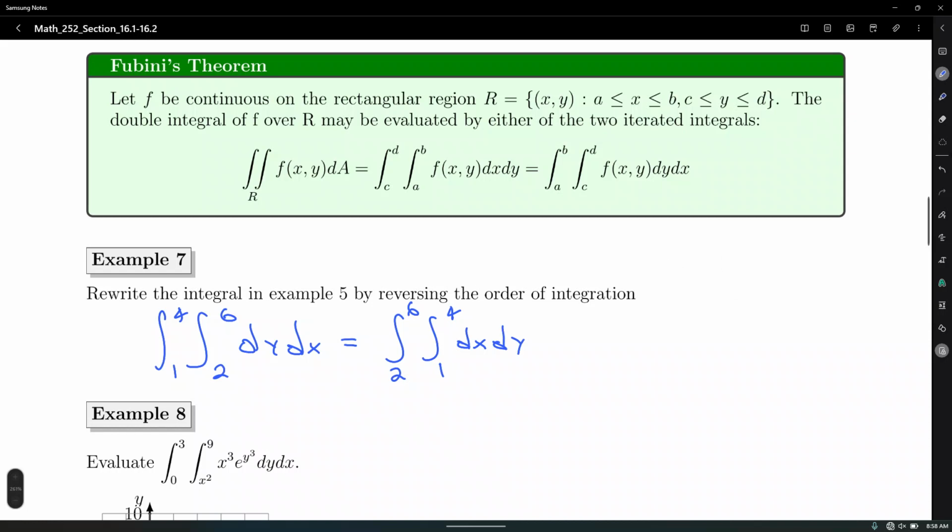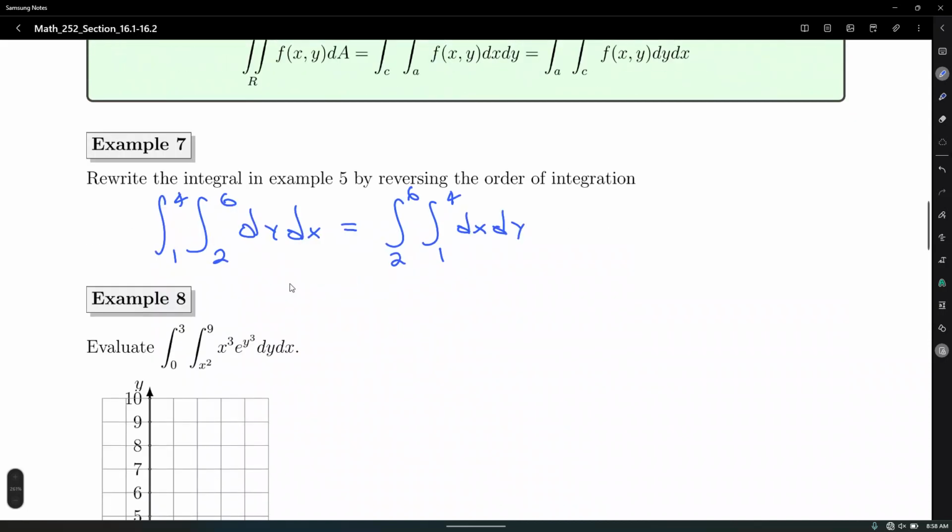It's not hard to evaluate anyway. x from 1 to 4, that's 3. And then y from 2 to 6, that's 6 minus 2 equals 4. 4 times 3, 12 again. Okay, so what's the next exercise? Example number 8 is a good example in which we are going to change the order of integration, and we will also come up with functions of y to reverse the order for the limits of integration. However, let's take a break and then come back to this later.